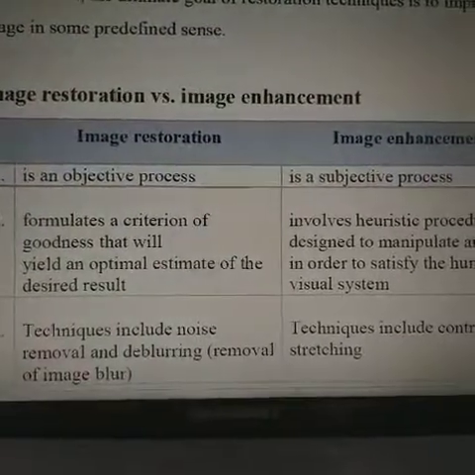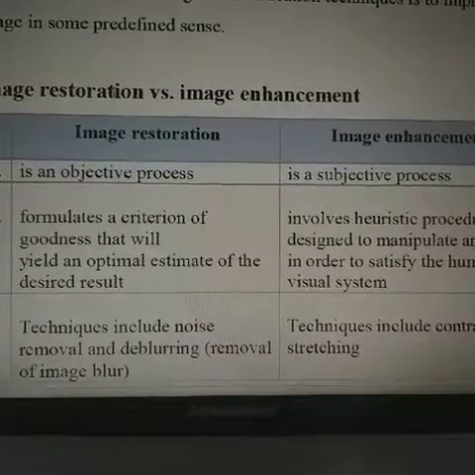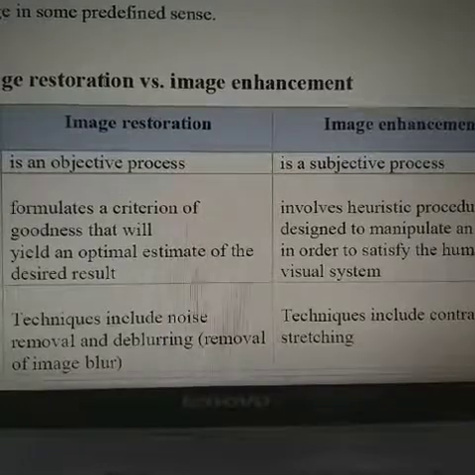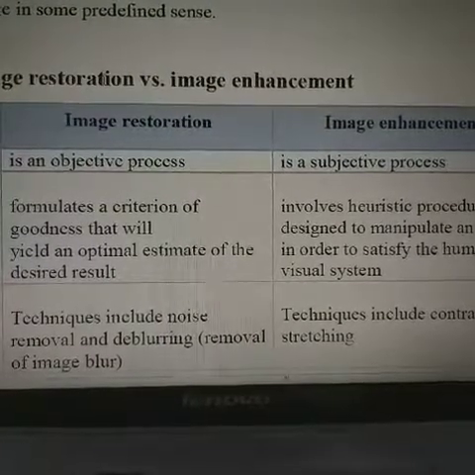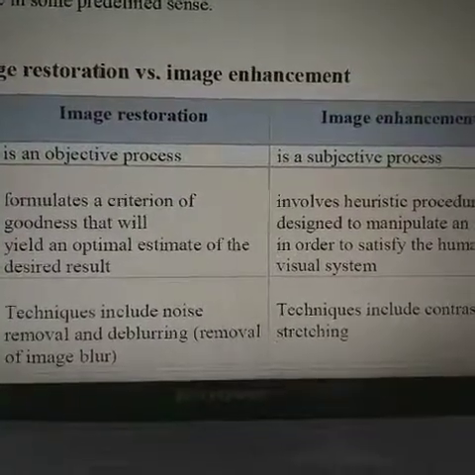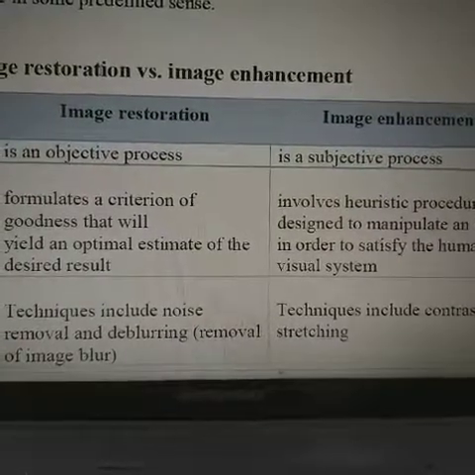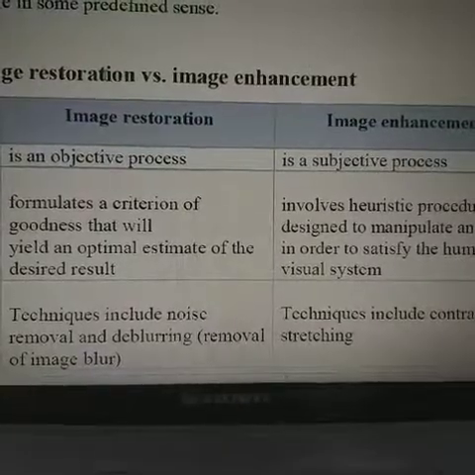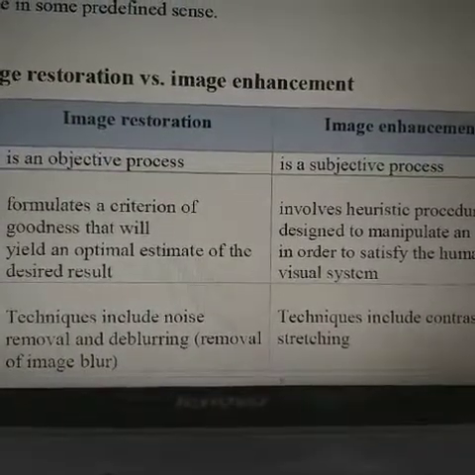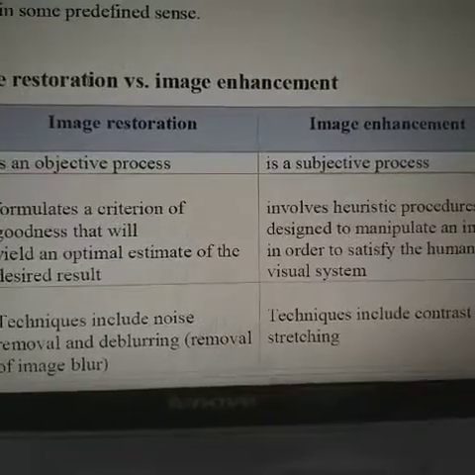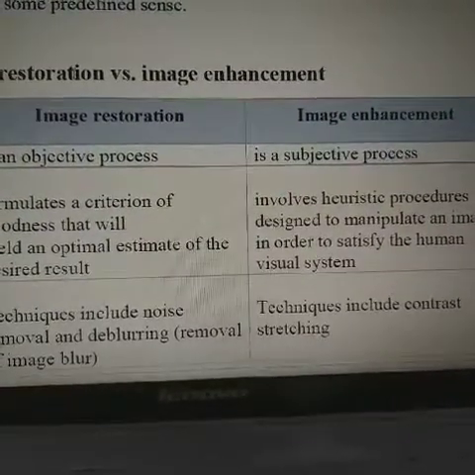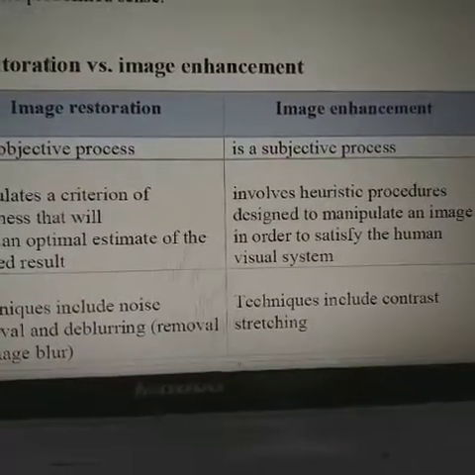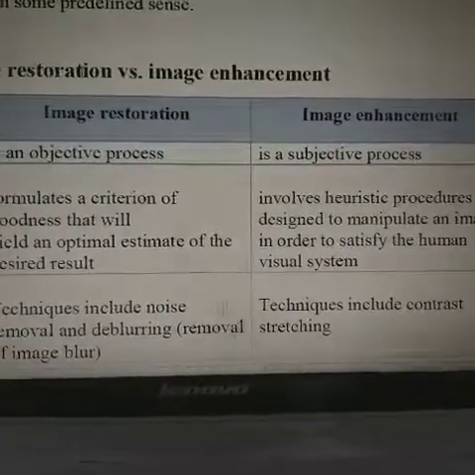The next difference is that restoration formulates a criterion of goodness that will yield an optimal estimate of the desired result. With this objective approach, we get some desired output, which means we get some optimal solution. Clear? In the image enhancement process, it involves heuristic procedures that are designed to manipulate an image in order to satisfy the human visual system.